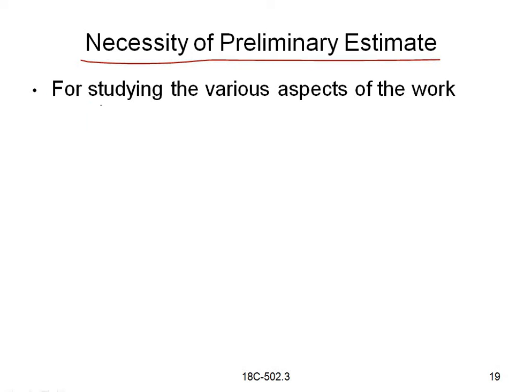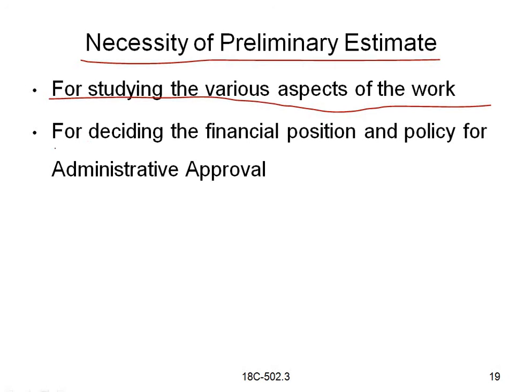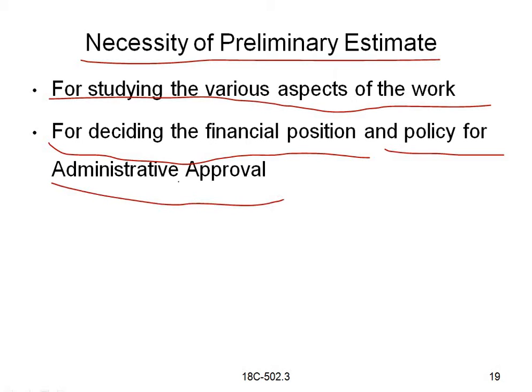It is used for studying the various aspects of the work. Various aspects means in construction sites or construction management, we can describe a new thing daily, or we can implement a new thing. So when studying the various concepts or aspects of the work, we will be knowing the new thing. And next is for designing the financial position and policy for administrative approval.